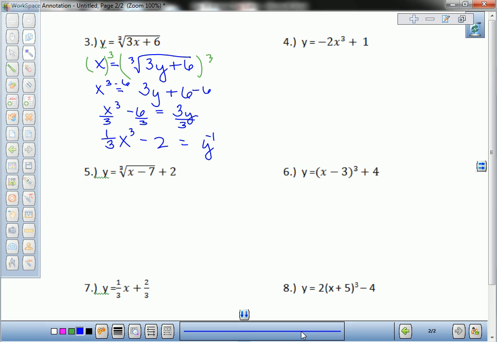Okay, so what she was asking was this. Could I write it like this instead? X cubed minus 6 all divided by 3. Yes. Okay, now, let me show you something right here. This could have been written like this. Do y'all see that?